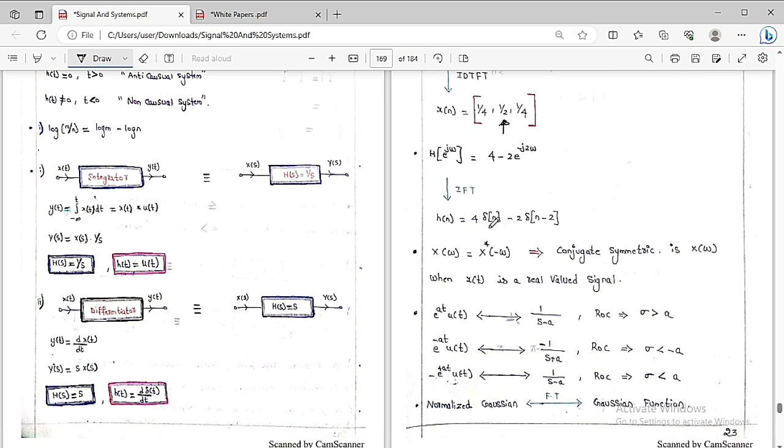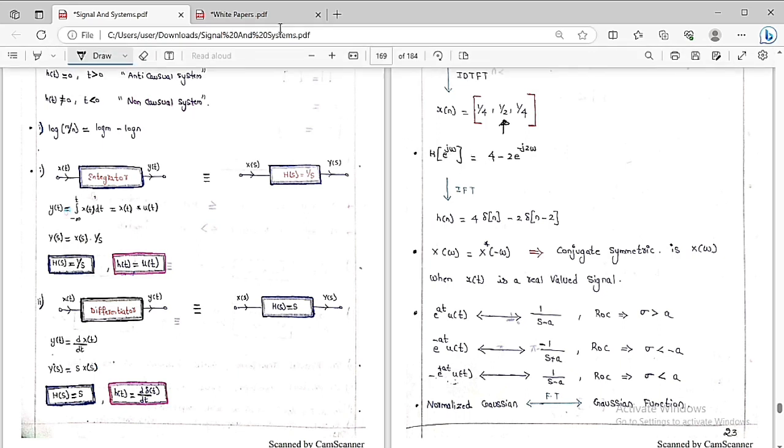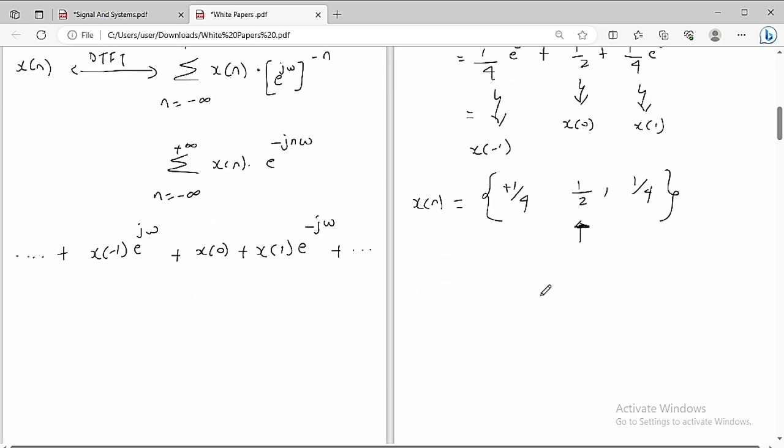Similarly, suppose we have another expression, X of e to the power of j omega, and suppose they give 4 minus 2 into e to the power of minus j 2 omega. Then what is the inverse discrete time Fourier transform? This is nothing but the discrete time Fourier transform, same as the previous case.